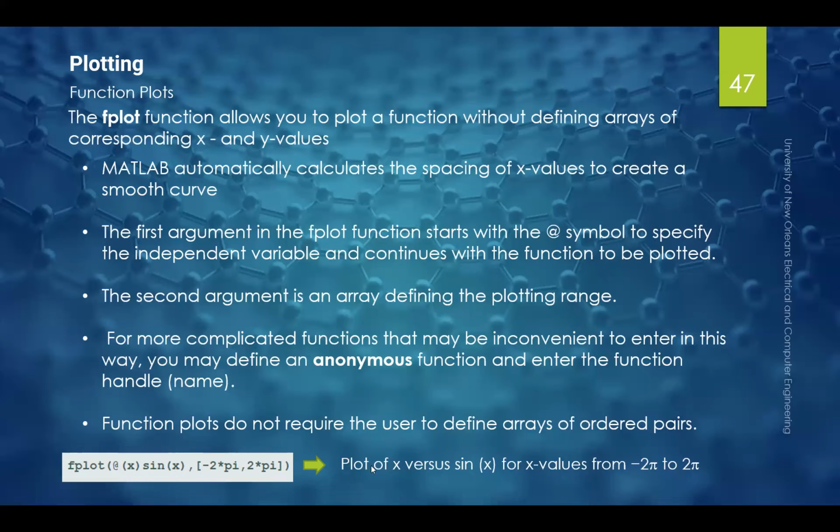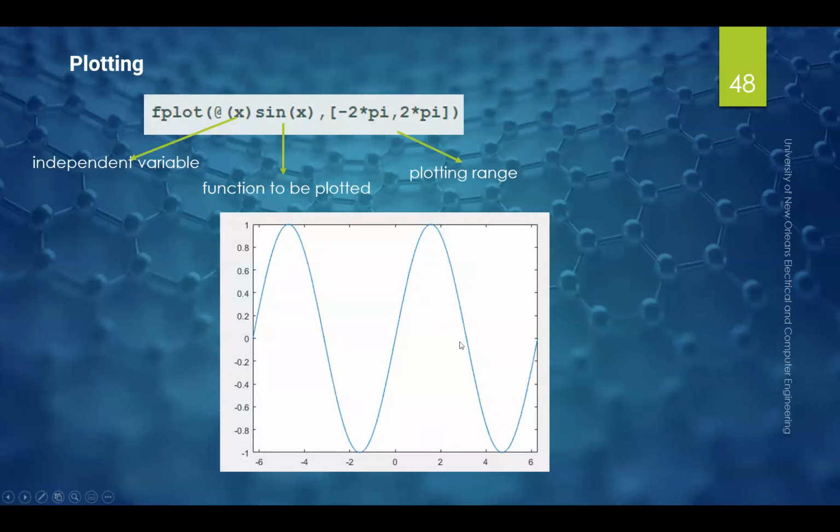So this is the plot of x versus sine of x for values of x between minus 2 pi and 2 pi. And the result of that is this, as you can see. It's not going to change how the plot looks. You're still going to have to do things to make it look the way you want it to look. I didn't do that in here because I just want to show you quickly how the fplot command works.